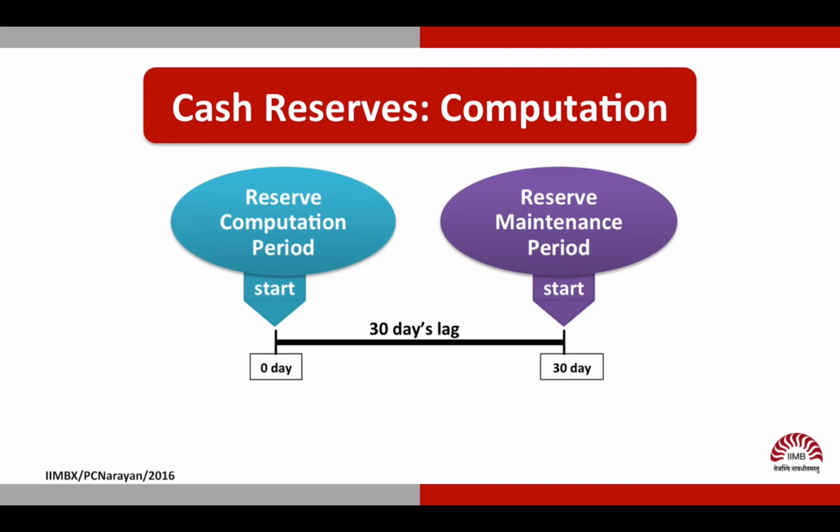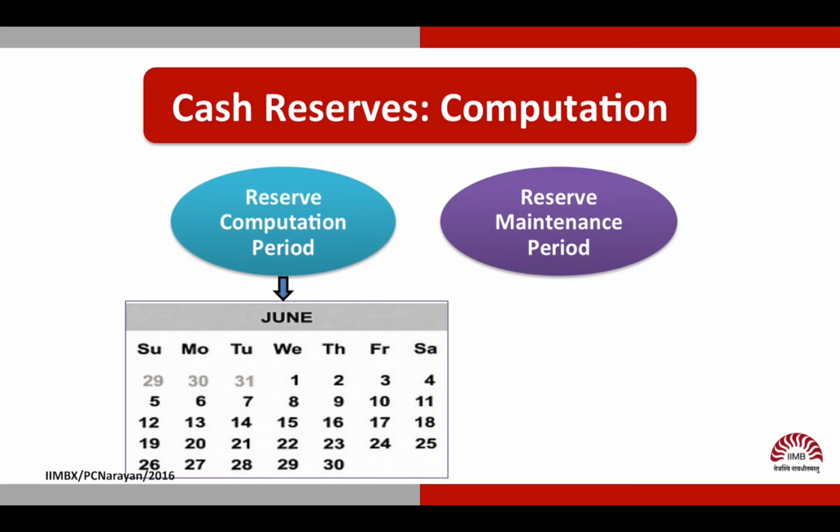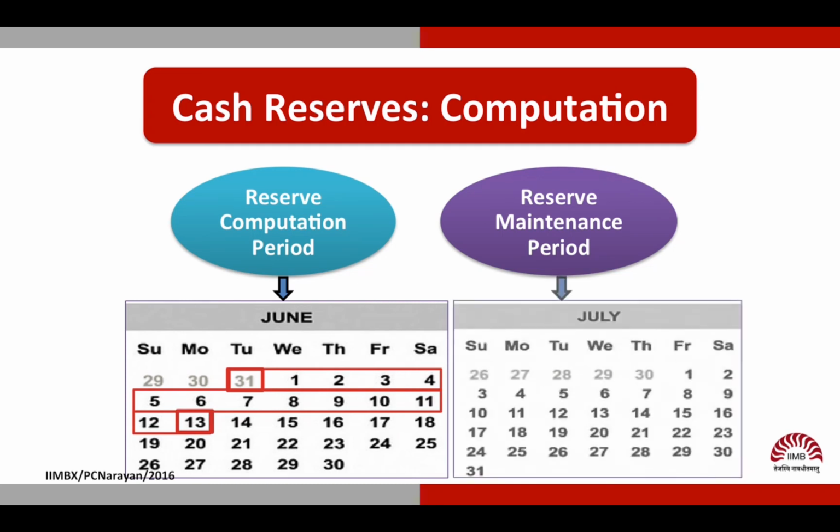the reserve maintenance period. The reserve computation covers a 2-week period, always starting on a Tuesday and ending on the Monday after next. For example, the reserve computation period could start on Tuesday the 31st of May and end on Monday the 13th of June. The reserve maintenance period would therefore start with a lag of 30 days from the reserve computation period. That means from Thursday 30th June through to Wednesday 13th of July.